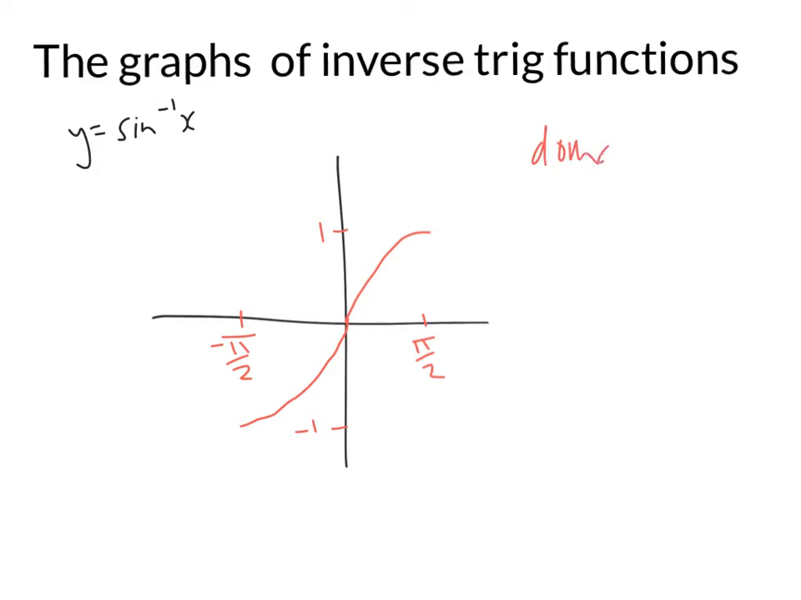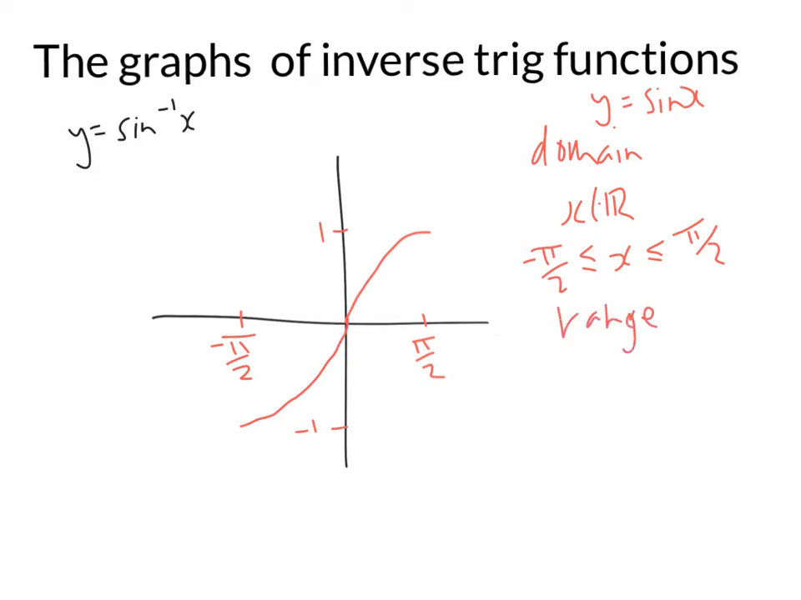This is for y equals sine x, by the way. So we restrict the original function. Domain: x is an element of the reals, x is between pi over 2 and minus pi over 2. Sorry, I'm really struggling with this pen. The range, the f of x, your y, is between 1 and -1.